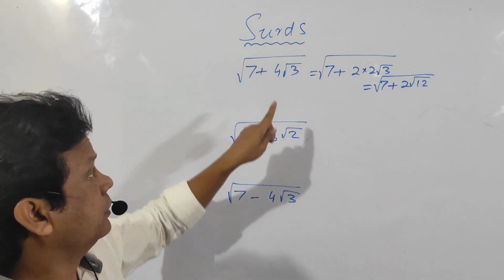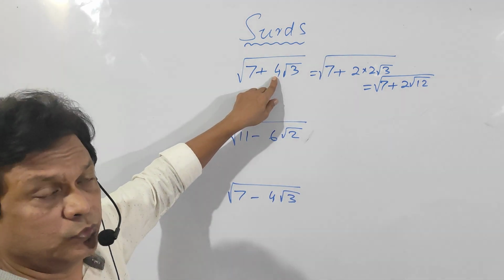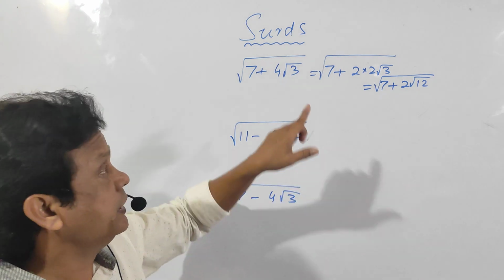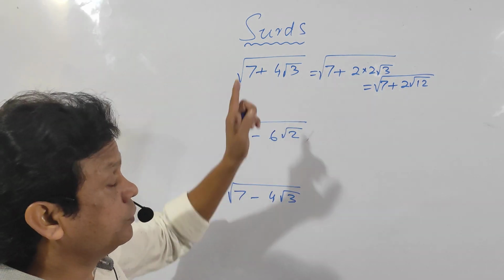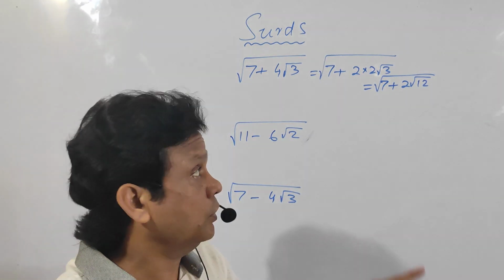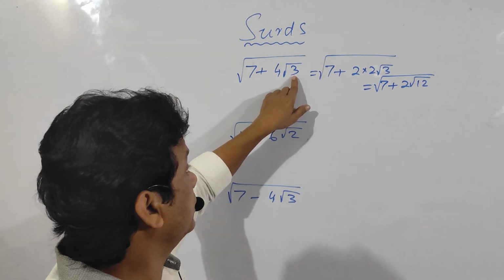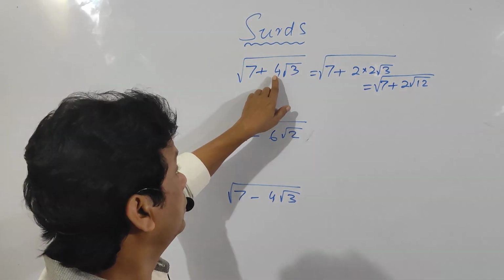How to write this one? So here 4 is equal to 2 into 2. So 2 into 2, it is a multiple of 2. But 2 into how much? It's equal to 4. 2 into 2, so 2 square is 4. So 4 times 3 is 12. Is that clear to you?